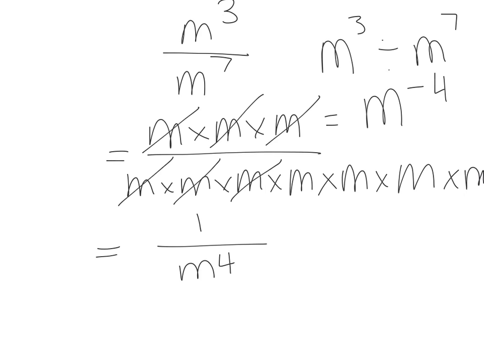We could also have done this by finding m cubed as the common factor, and then m cubed times m to the power of 4 makes m to the power of 7.